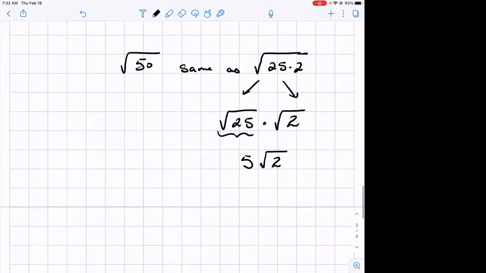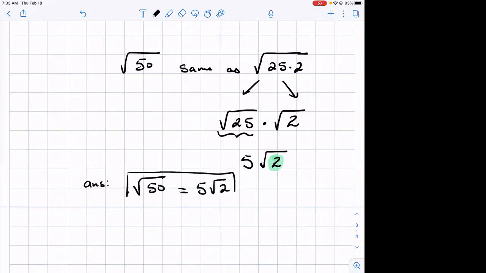Now it's very important that when you think you're finished, always look and see, can you simplify that again? Are there two numbers that multiply to give 2 where one of them is a perfect square? Because sometimes you will think that you are finished and you're not. And I'll show you examples of these. So your answer, the square root of 50, can be simplified as 5 root 2. And this is what we mean by simplifying radicals.